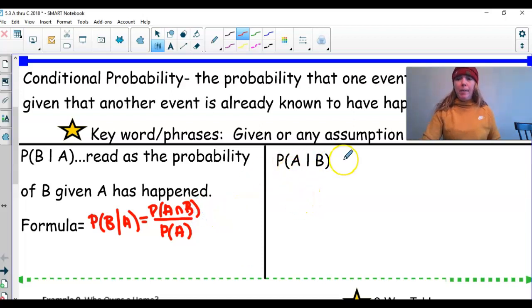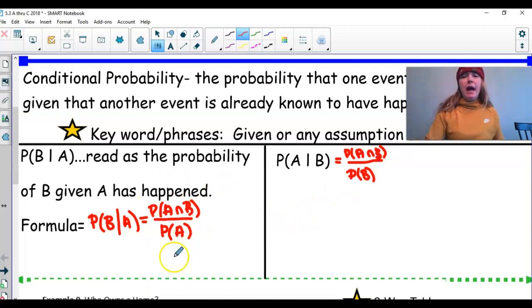So over here, the probability of A given B, again, we think of this line right here as our fraction bar. So the probability of B would go in the denominator. And in the numerator is always both of them happening. The probability of A intersecting B. Okay. Now, this formula is how we figure out the probability of B happening given A has already occurred, or the probability of A happening given B has already occurred.